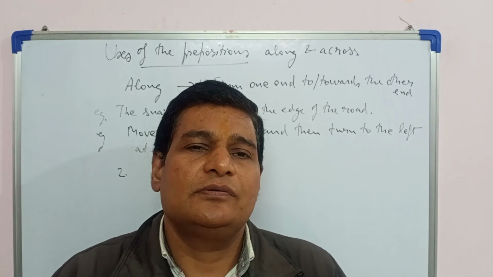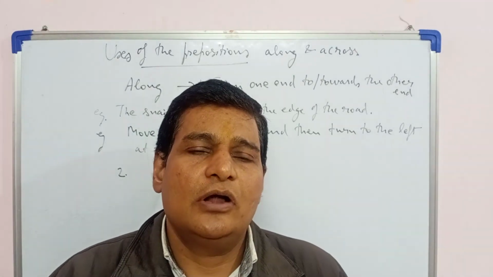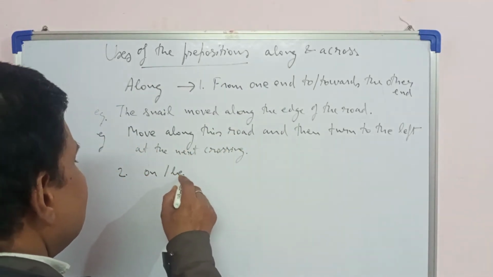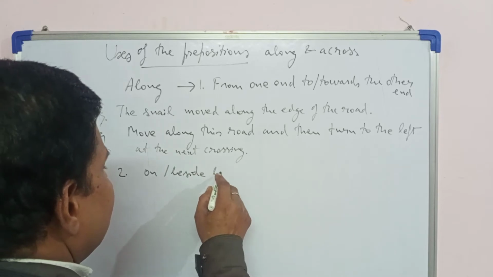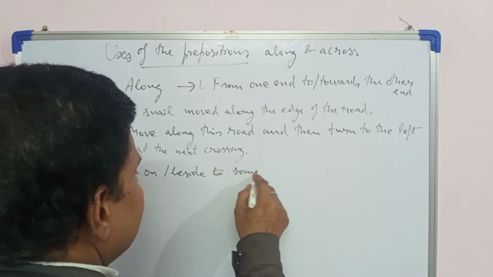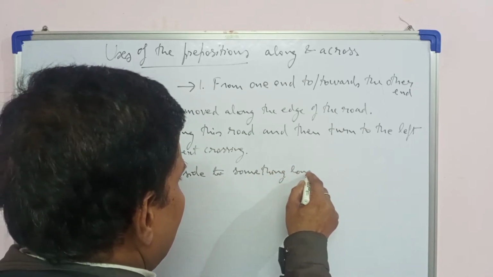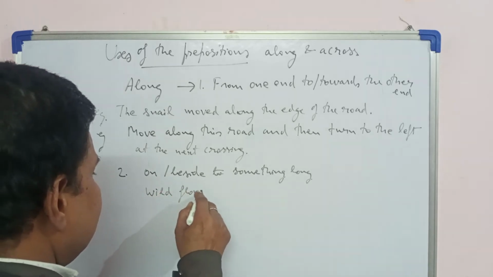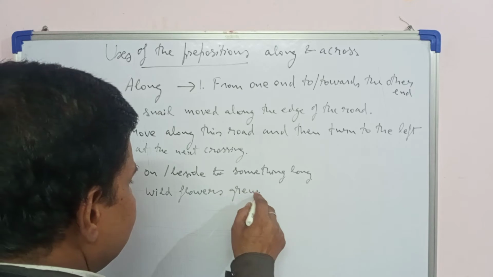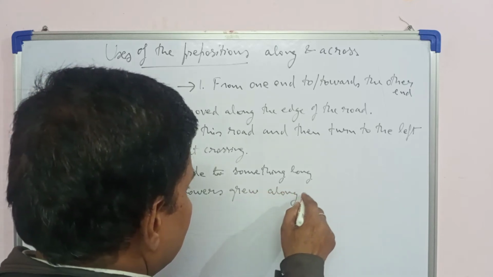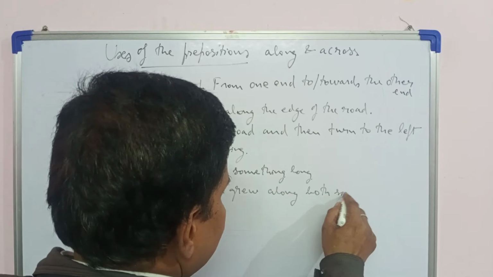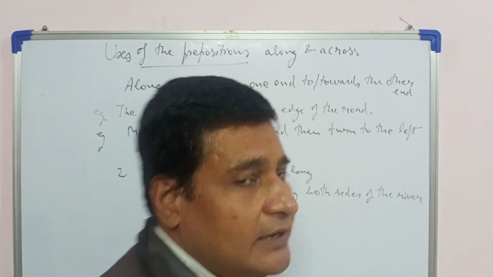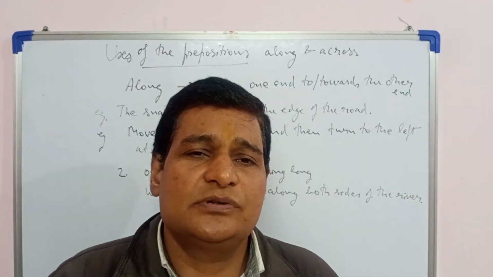Another use, it shows that something is present on or beside something long. So on or beside something long. For example, wild flowers grew along both sides of the river. Wild flowers grew along both sides of the river.